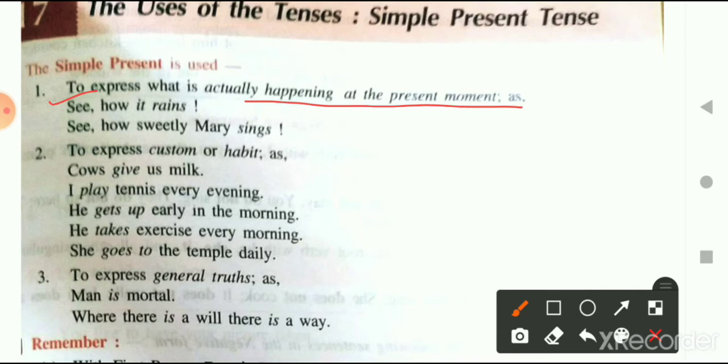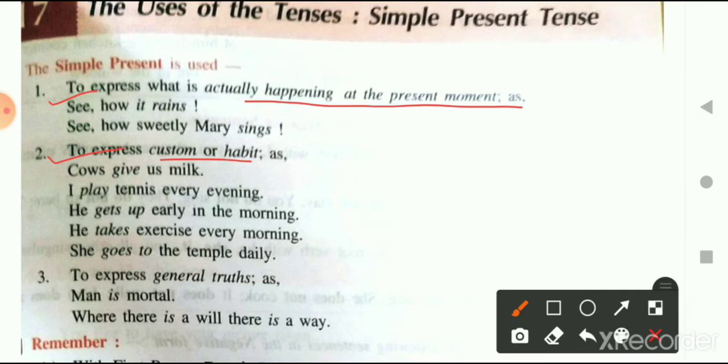Okay, next is to express custom or habit. Custom means a tradition which has been happening for a very long time, and habit means a habitual action which is habitually happening. Like for example, cow give us milk. Okay, cow give us milk.